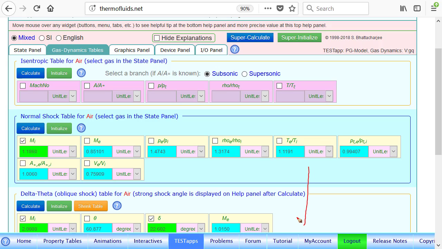In other words, this is the delta theta plot. So essentially we are looking for this point, at what delta the strong solution and the weak solution become equal. That's what is wanted. So when delta is so high, no oblique shock is possible and a bow shock is created in front of the wedge.